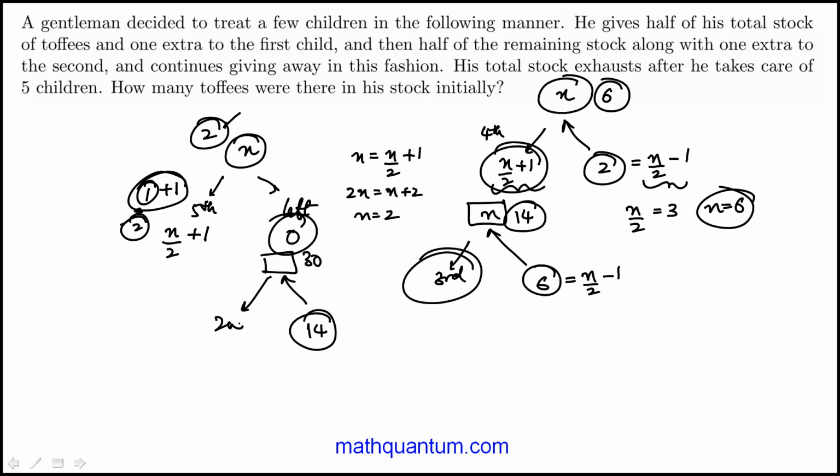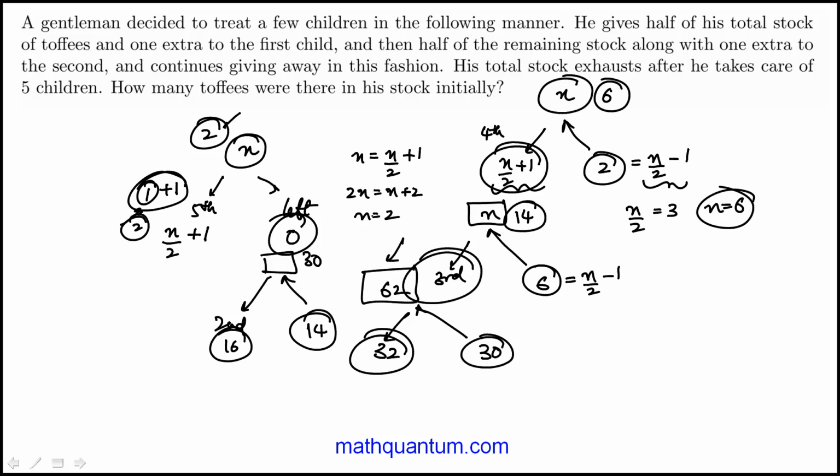This is the amount. 16 is what the second child would get. And then you take 30, add 1, double it, 62. And then the first child would get 32. So this is the original pile, which is 62, and that's the answer.